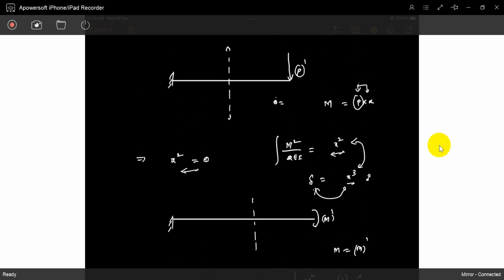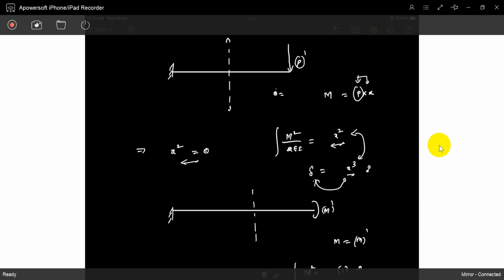How to do it: here the bending moment is X. You remove the P term, P is the 1. Directly, if you want to find out the deflection in the direction of that force, give the bending moment squared, X into X. You will get it. Understood? Later integration, you will get it.